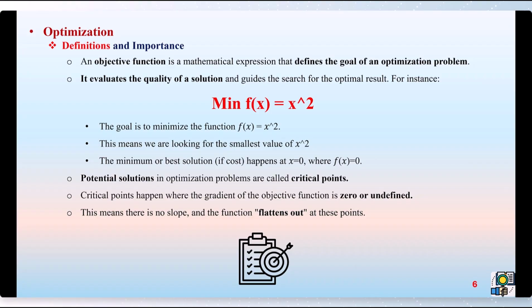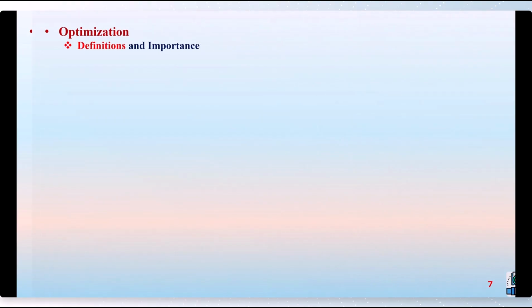Potential solutions in an optimization problem are called critical points. Critical points happen when the gradient of an objective function is 0 or undefined. That means there is no slope and the function flattens out at these points.